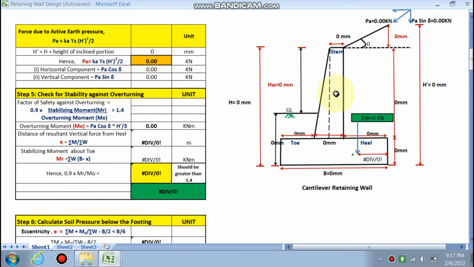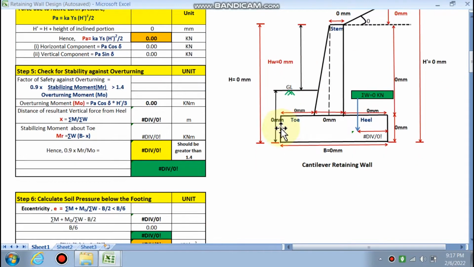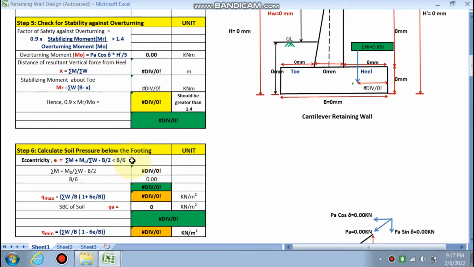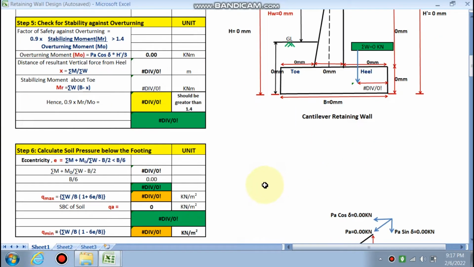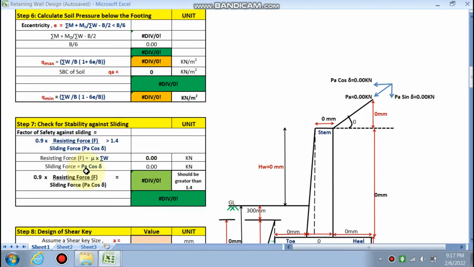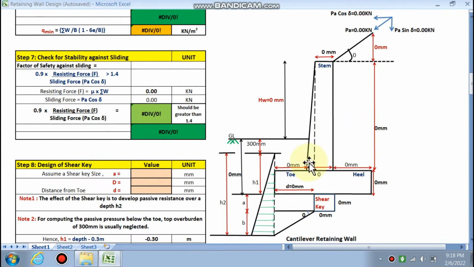Okay. Next, we have to do three types of checks. We have to check against overturning, that it should not overturn, and against the toe in an inward or outward direction, both. Calculate the soil pressure below the footing, that is the soil pressure exerted by the overall load from above. It should be less than the bearing capacity of the soil. It is to be checked, right? The next check is the stability against sliding, that it should not slide inwards or outward, as it will fail if it slides, right? So it should be safe against sliding.